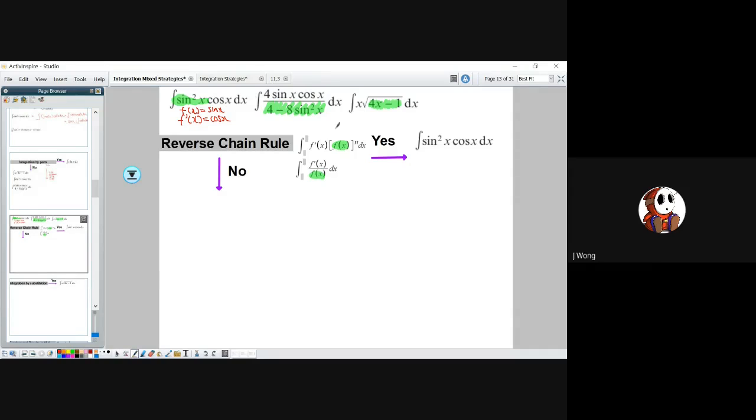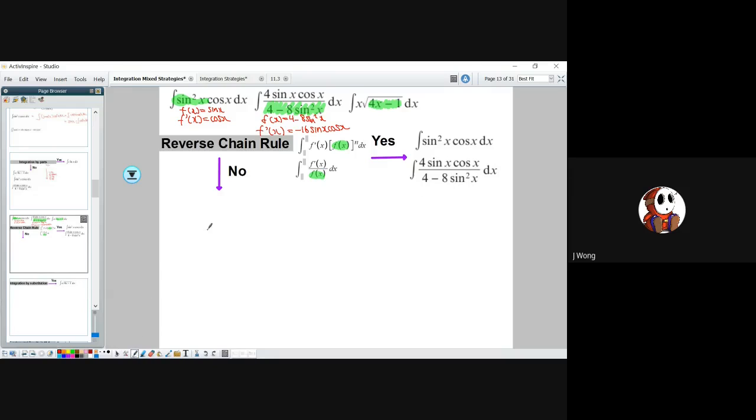For the second one, let's differentiate the bottom and see if it gives a similar sort of function to the one on top. f of x is 4 minus 8 sine squared of x, so f dash of x is minus 16 sine x cos x. Again, it's the same class of functions, which is a product of sine x and cos x. So yes, you could use reverse chain rule for this integral.